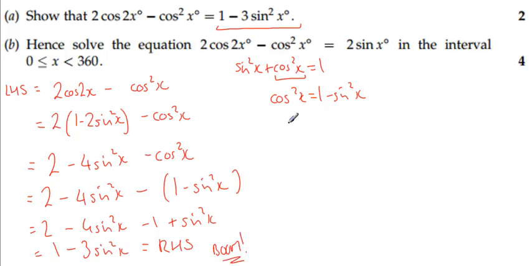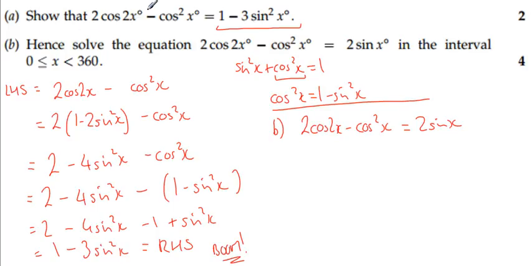Okay, now for part B, hence solve the equation. So 2 cos 2x minus cos squared x is equal to 2 sine x. Well, actually, we know that this 2 cos 2x minus cos squared x, we used in the first half of the question. And this word hence tells us use what you've just done. So that really means now 1 minus 3 sine squared x is equal to 2 sine x. And that's an equation to solve.